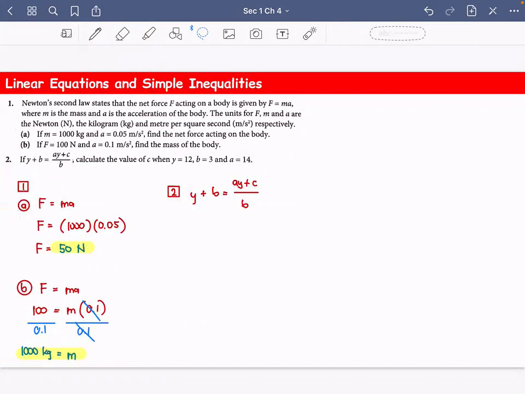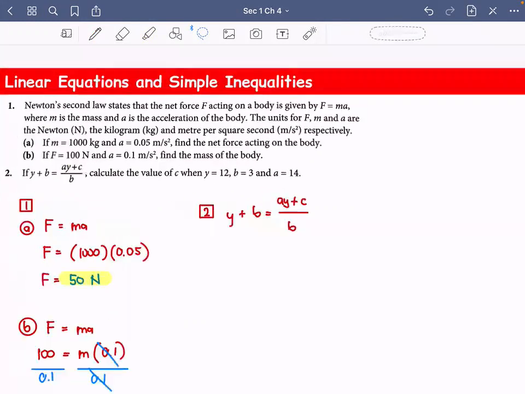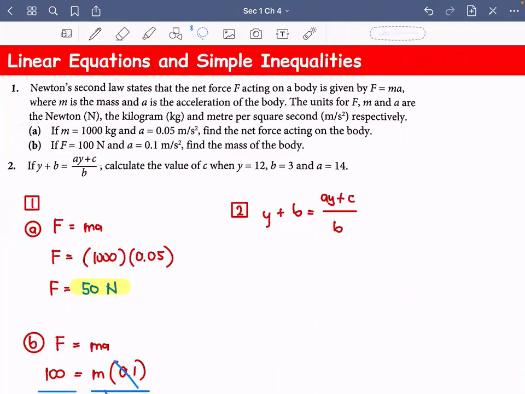For number 2, we are given a specific formula. If y plus b is equal to ay plus c over b, we need to calculate the value of c. How do we calculate for this? When y is 12, b is 3, a is 14. First things first, always write the formula first. You need to always rewrite. That's a good practice, class. But always be careful when you rewrite your formula. Then the next step is to plug in.